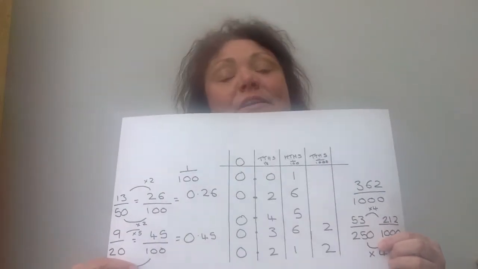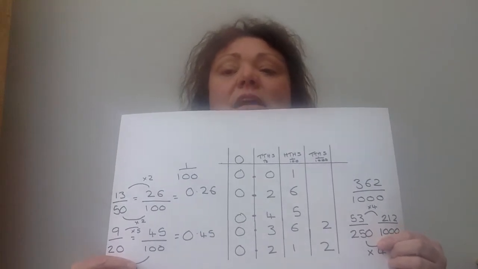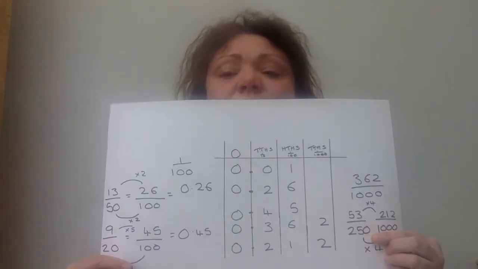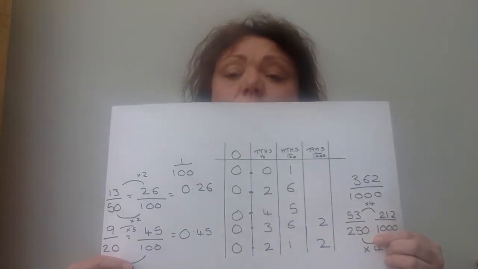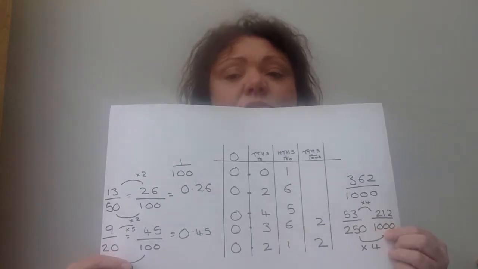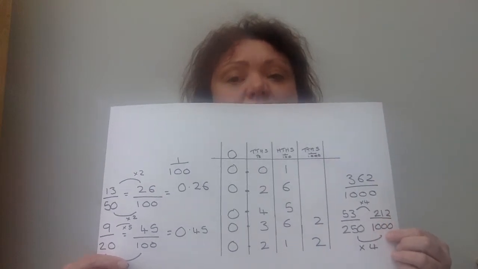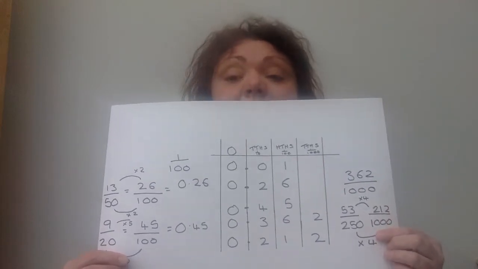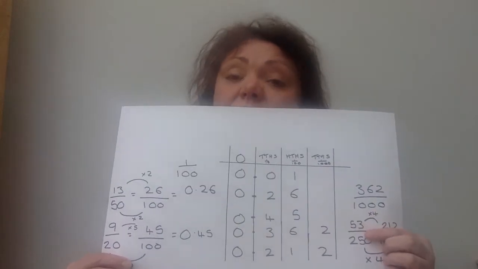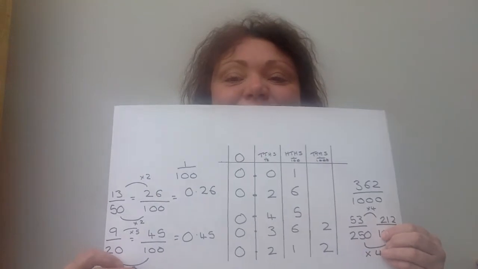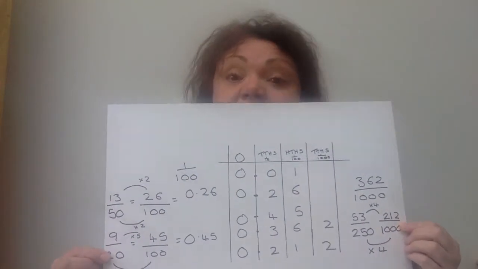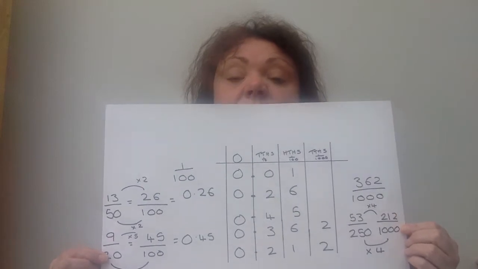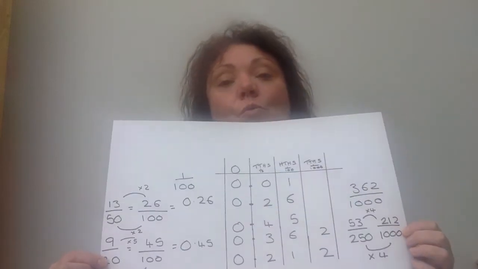Now, here we have got one. Now, we're getting into big numbers, guys. We're getting into thousands. And we've got 53/250. So we want to change that to 1,000. So 250 times 4 makes it 1,000. So if we've done that to the denominator, what do we do to the numerator? We do the same. 53 times 4 is 212. So there we've got it, 212 over 1,000, 0.212.